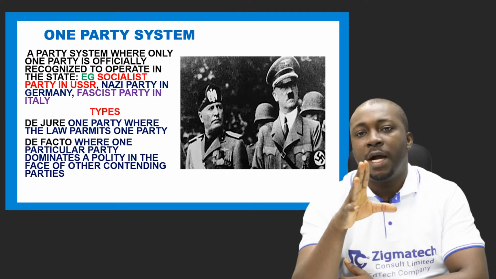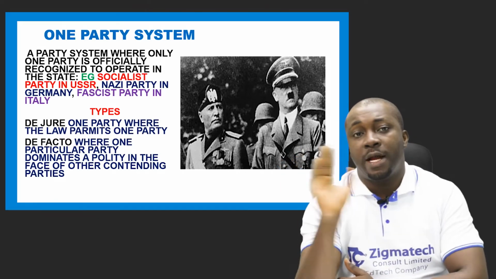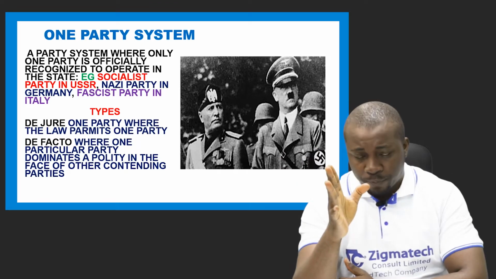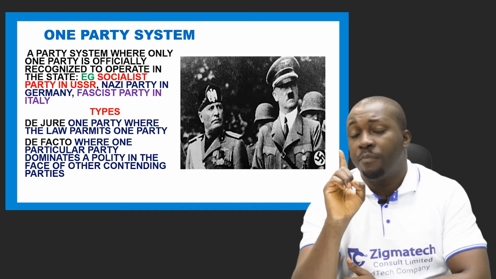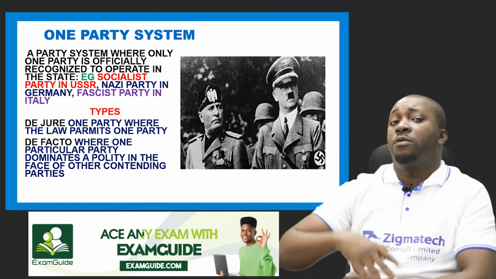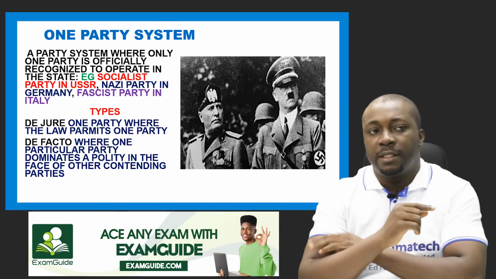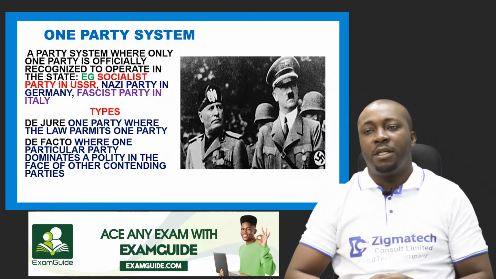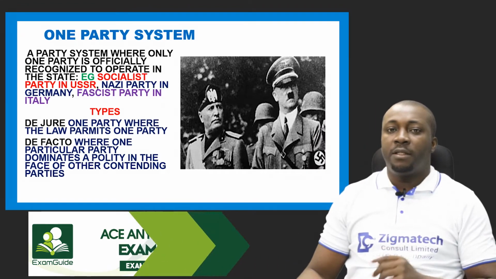So you see, in the de jure one-party system, the law permits and recognizes or provides for only one political party. You can't operate more than one. While in de facto, the law permits other parties, but one party stands out and dominates the polity of a state. So that is the meaning of one-party system.